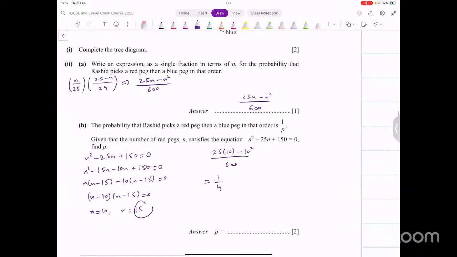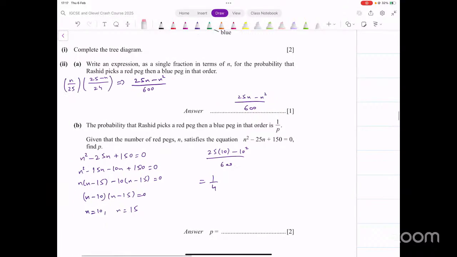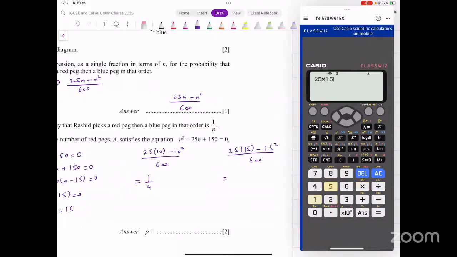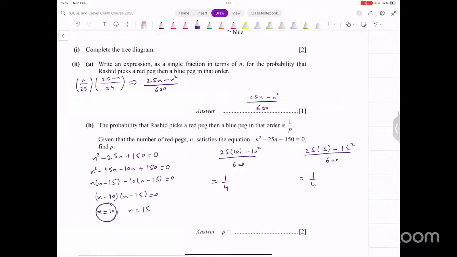But what if it was 15? I think that's going to give us a negative result, or maybe not. Let's check. 25 times 15 minus 15 squared divided by 600. Let's see what this gives us. Okay, so both of them give you the same result, 1 out of 4. So n equals 10, n equals 15. Both of those values of n are giving you the same result, 1 over 4, when we input those values of n in this.